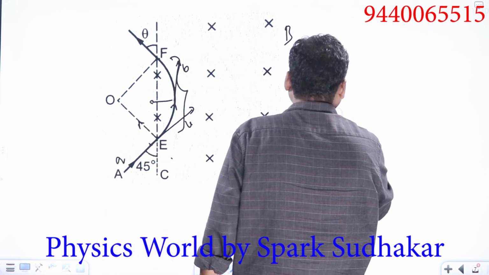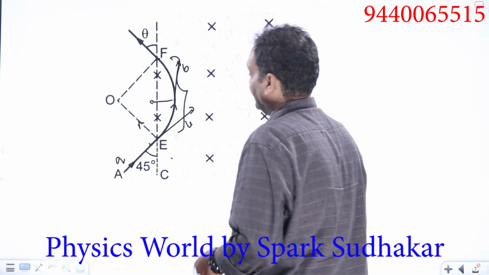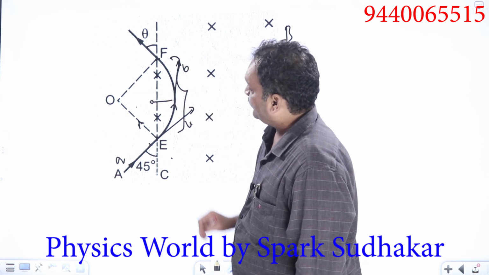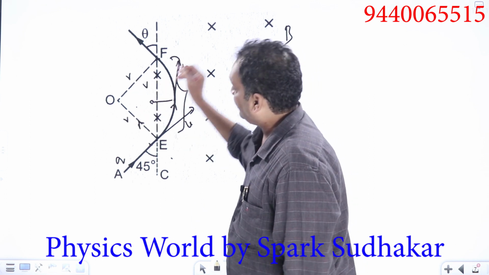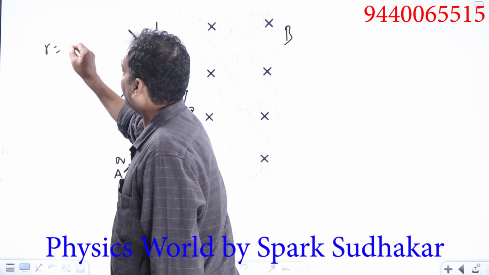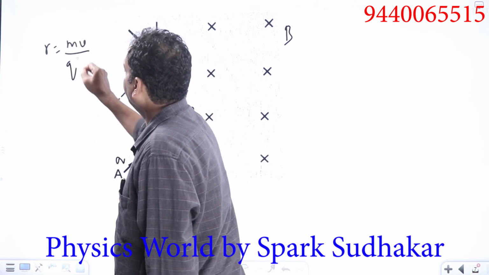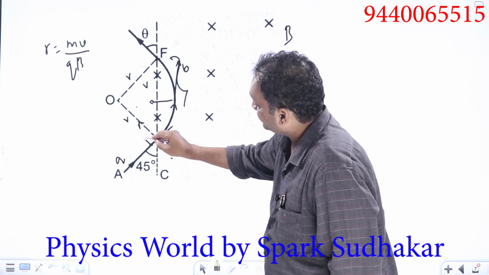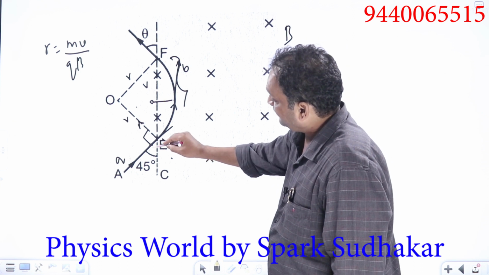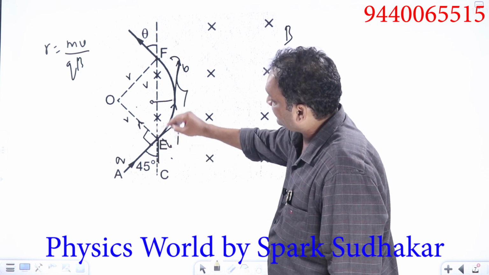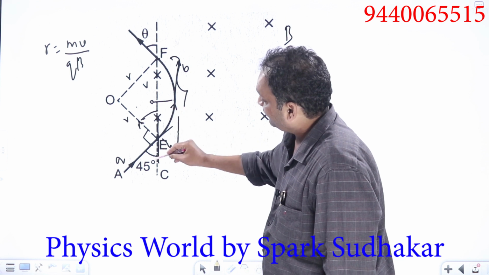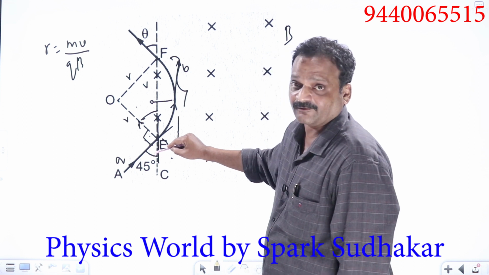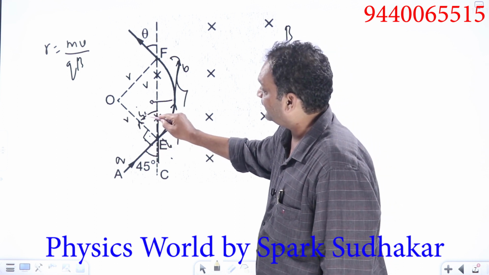Now, if you concentrate on the geometry, the situation is like this. The center of the circular path will be at this point. This will become our radius r, R equal to mv by qB. That is a fixed one. Now, this angle will be 90 degrees, and this angle will be 90 degrees. Given this as 45 degrees, so how much does this angle become? This is 90 already, the total is 180, 90 plus 45 is 135, so this angle must be 45 degrees.